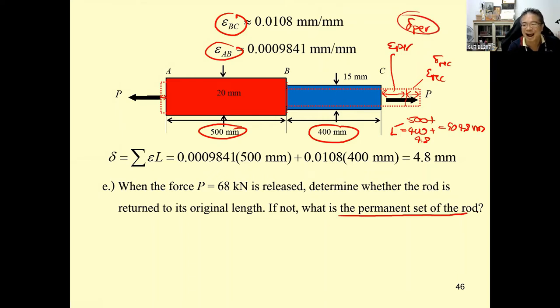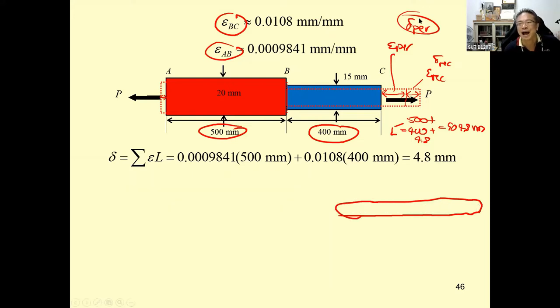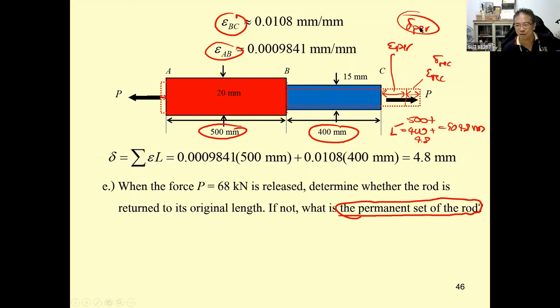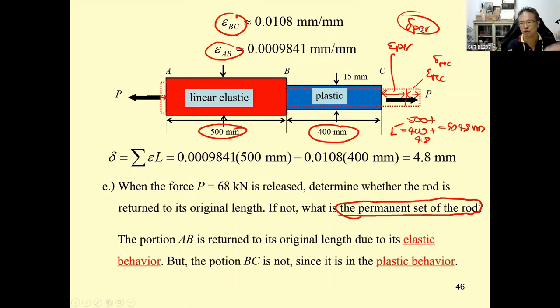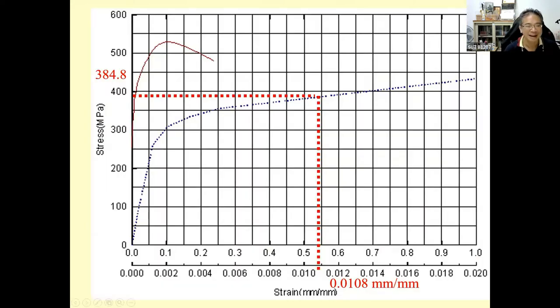And then they ask us to find the permanent set of the lot, or what is so called the delta per, or permanent deformation. Then we have to go back to our stress strain diagram for the BC, but for the AB it's gone. So go back, and the return of this, you've got to be really careful. Use your ruler to draw the line that's parallel to the first one, and then you can project it to this one.